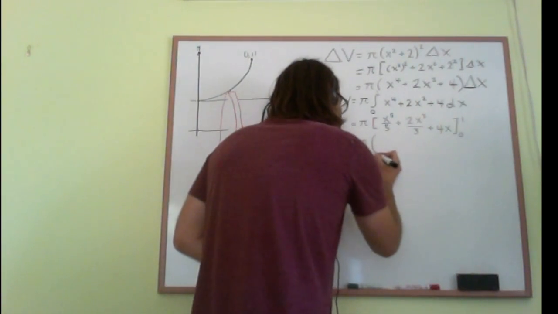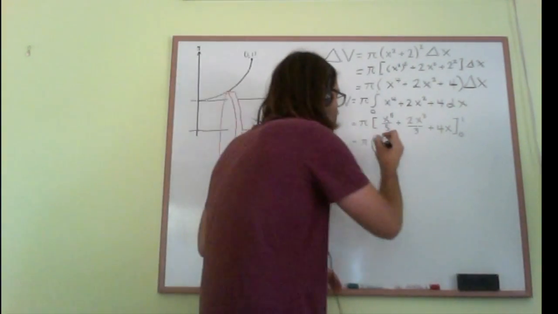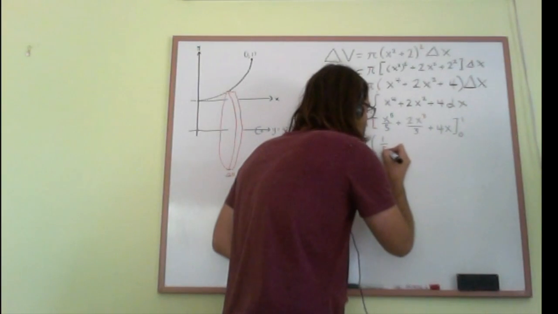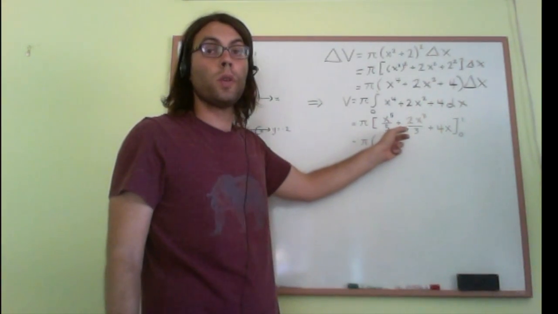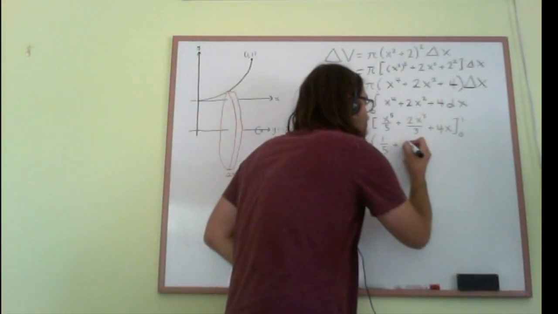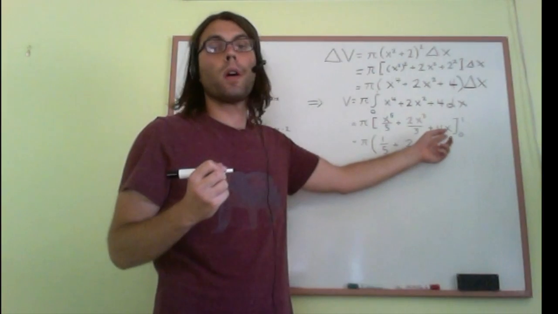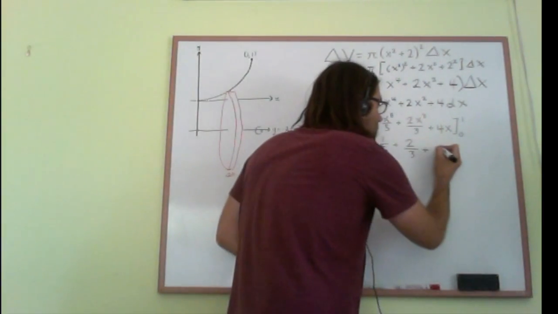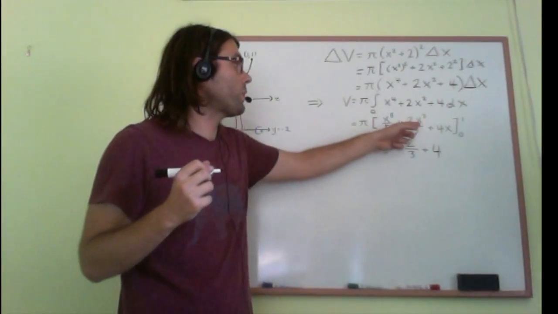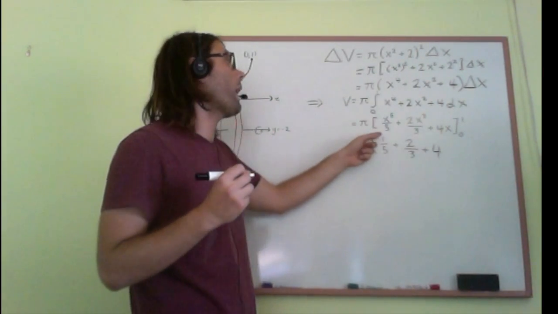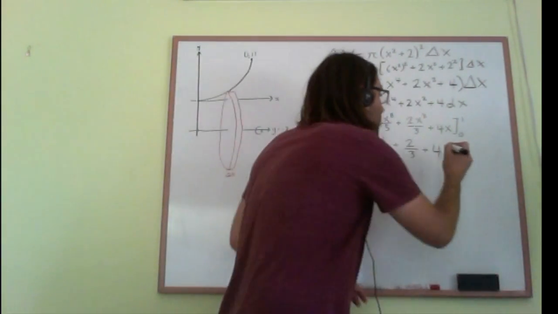I'm going to switch to parentheses again. 1 to the 5th over 5 is 1/5. One cubed is 1 times 2 is 2, and then divide by 3, that's going to be 2/3. And then 4 times 1 is 4. All of these terms, when you plug in 0, are 0, and when you add up zeros, you still get 0. So it's going to be this expression minus 0.